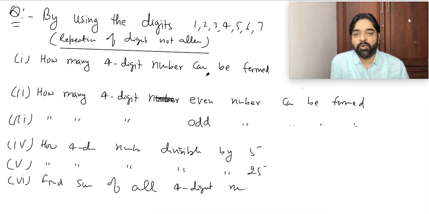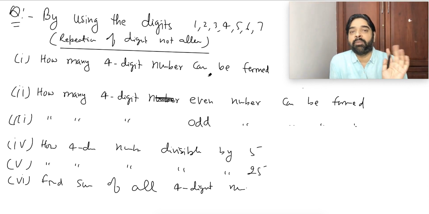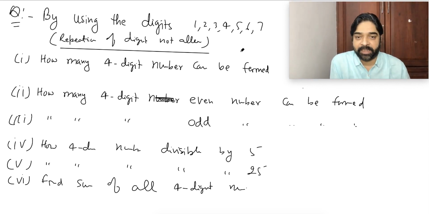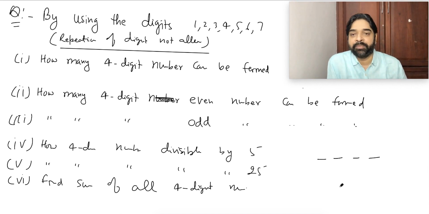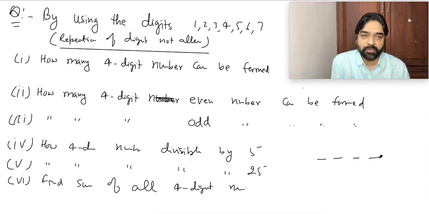First bit, how many 4-digit numbers can we form? We have to form a 4-digit number, that means we are going to arrange 4 digits, so we must have 4 places. Now we have 7 objects and we have to fill these 7 objects into these 4 places. First place I can fill in how many ways? 7 ways. Am I right?